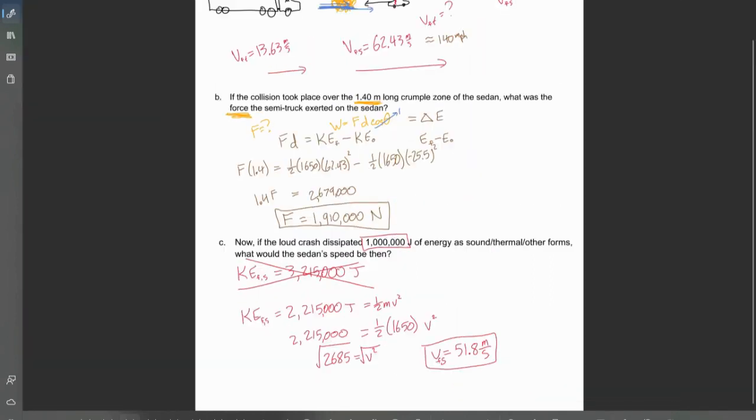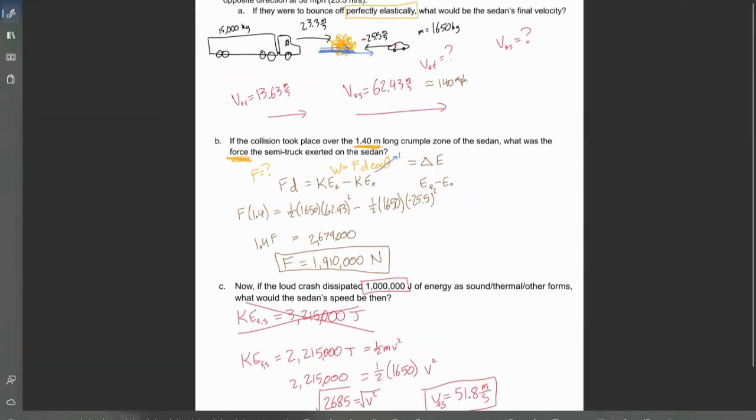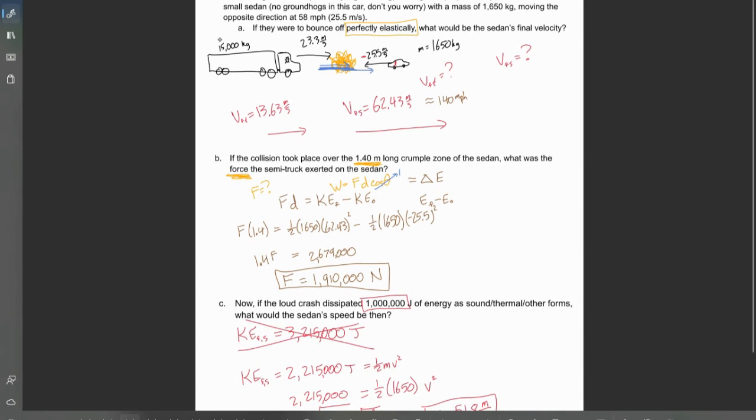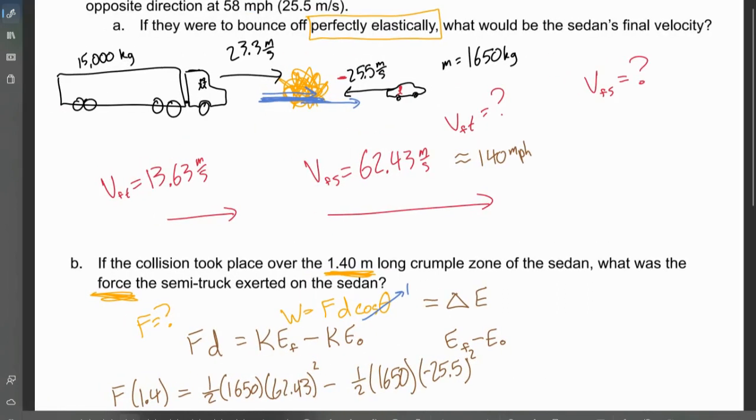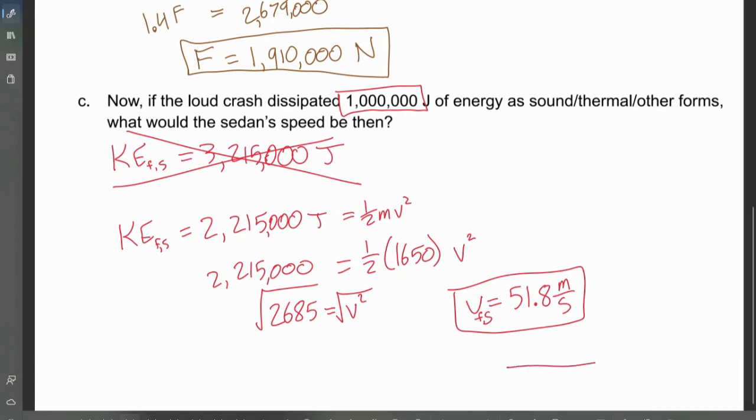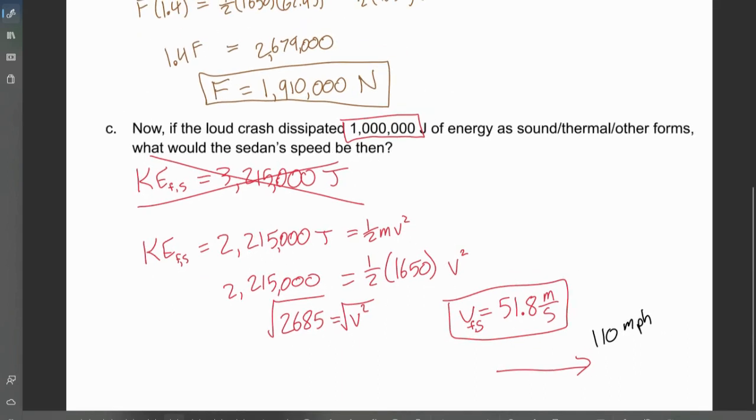That's much better than the 62 we had before. So now instead of going from 25.5 to the left to 62.4 to the right, now we're only going from 25.5 to the left to 51.8 to the right. By the way, that's about 110 miles per hour. And this is a much more realistic number. You're losing about a third of the sedan's energy simply in sound or in heat. A third of the energy, and you're still very much dead.